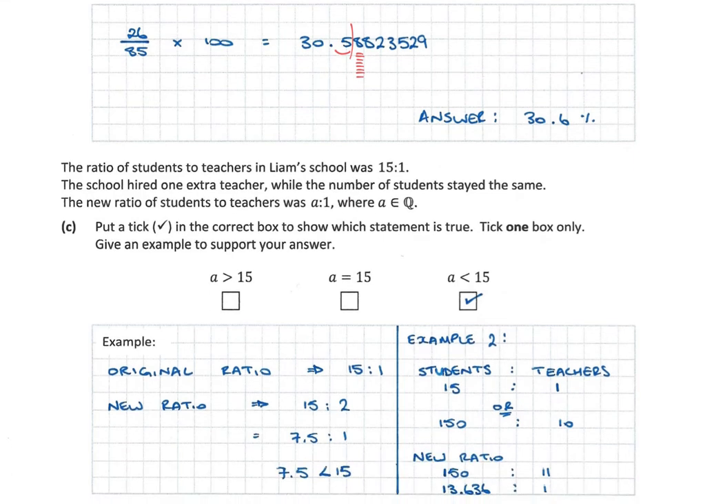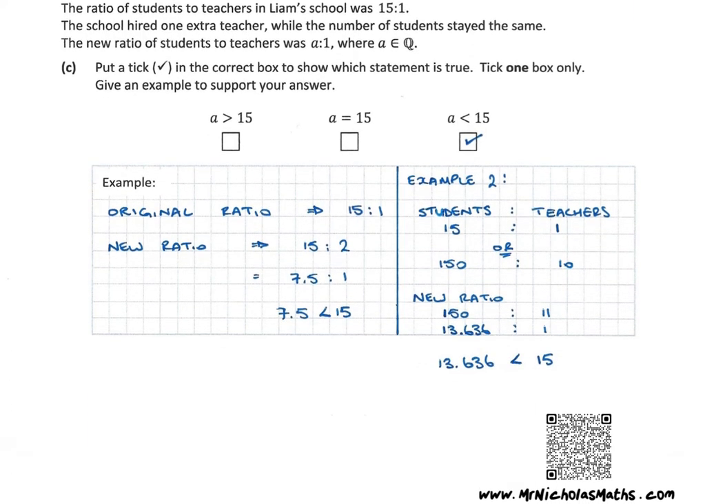So that brings us on to part C. Okay, so the ratio of students to teachers in NAME school is 15:1. So in other words, for every 15 students in the class, there is one teacher. The school hired one extra teacher, while the number of students stayed the same. The new ratio of students to teachers is A:1, where A is an element of the rational numbers. Put a tick in the correct box to show which statement is true. Tick one box only. Give an example to support your answer.